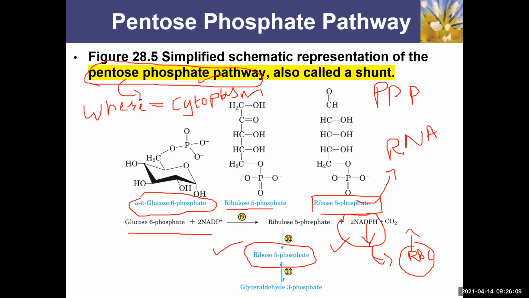Is it clear about the pentose phosphate pathway? Any questions about it? Okay, alhamdulillah.